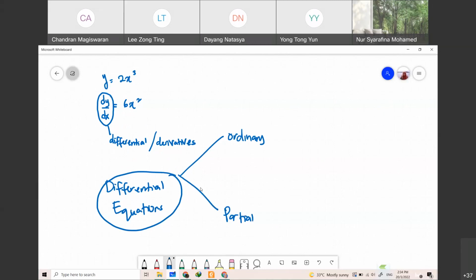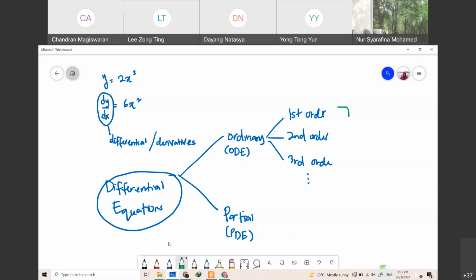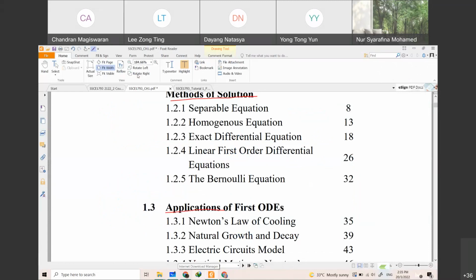In ordinary, we have first order, second order, third order, and so on. And then we have partial differential equations. Ordinary differential equation, ODE, and PDE. All of these types should comply with the same basics, where you have to know what the basics are. Let's take a look at the notes.